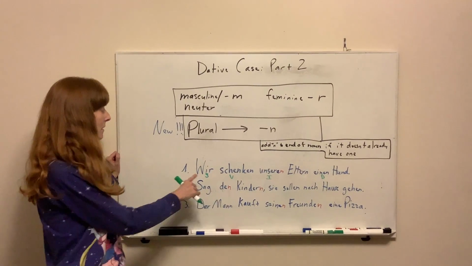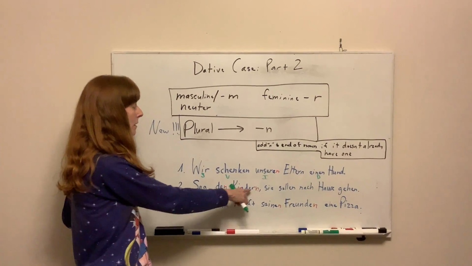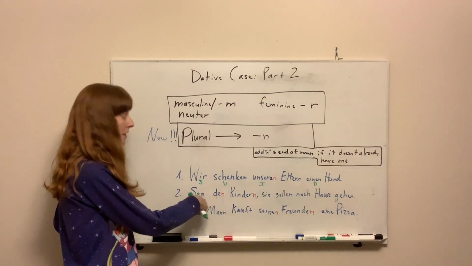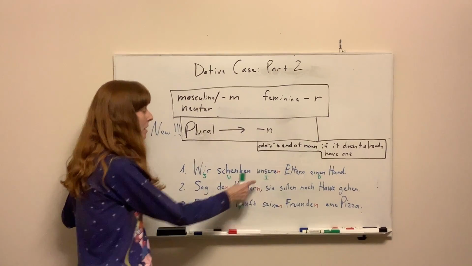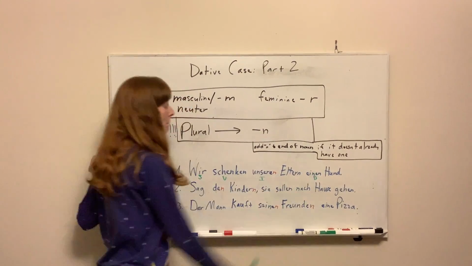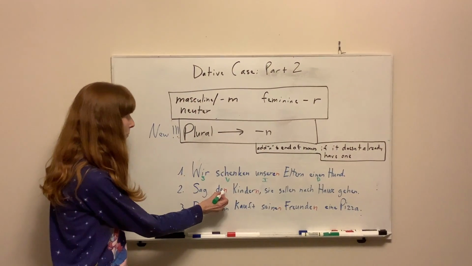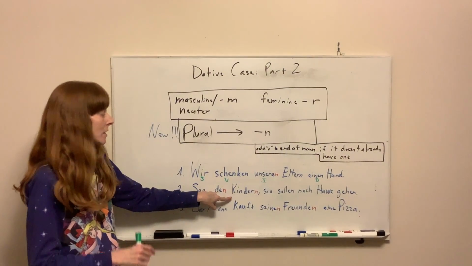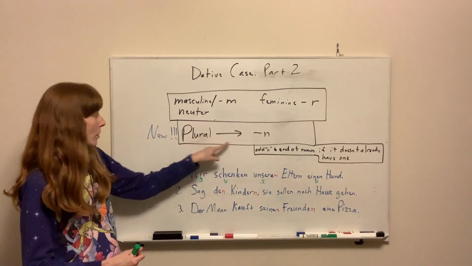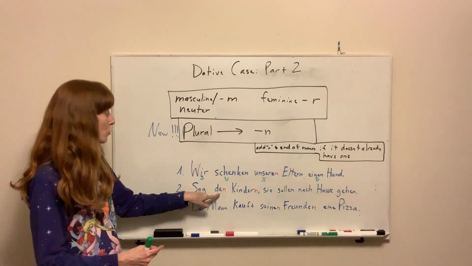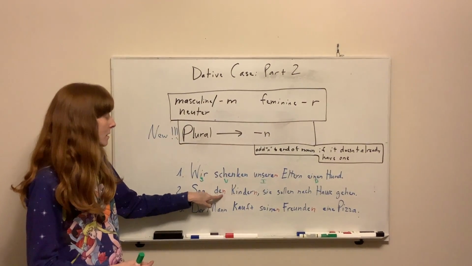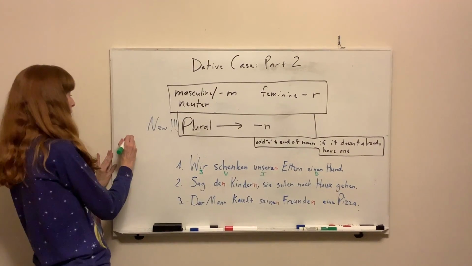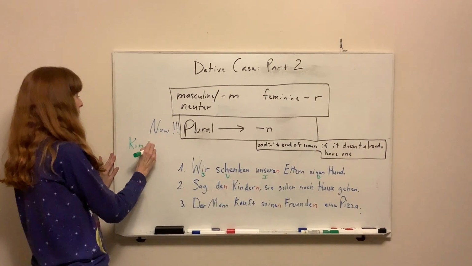Number 2: Sag den Kindern, sie sollen nach Hause gehen. Tell the children, dative case, they should go home. Now, I've got my red N here and here. Say to the children. Children is plural, so we know we're going to have that N there. Sag den Kindern. Normally when you see the word children, it looks like this: Kinder.